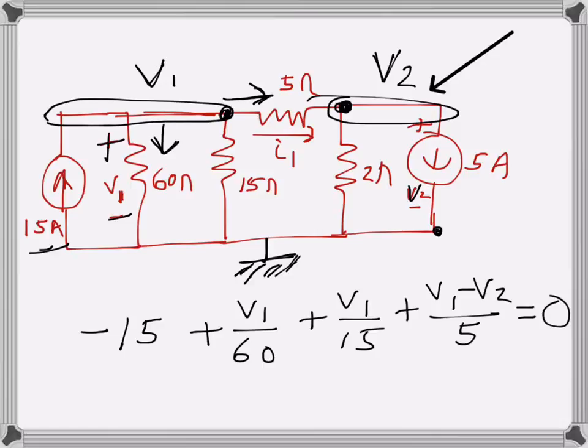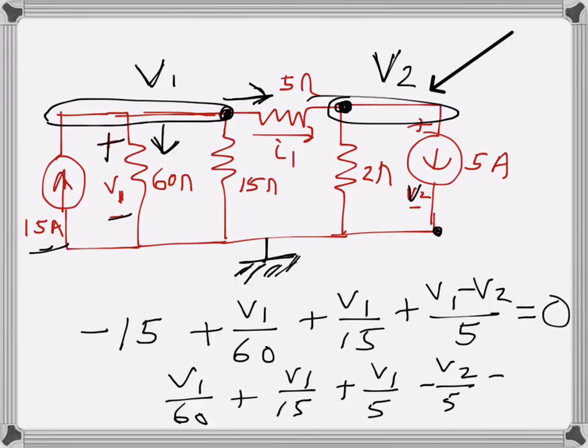So the sum is 0. What I have done is written KCL for node V1, and I have assigned the outgoing currents as positive and the ingoing currents as negative. There was only one ingoing current, so that's negative there. Now I can rewrite this one. I can write V1 over 60 plus V1 over 15 plus V1 over 5 minus V2 over 5 is equal to 15. So we have that now.